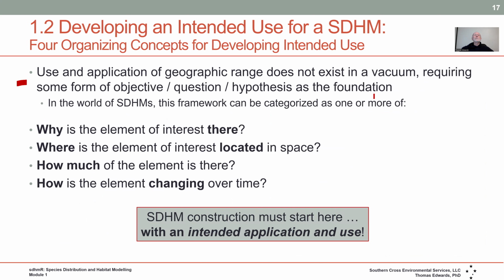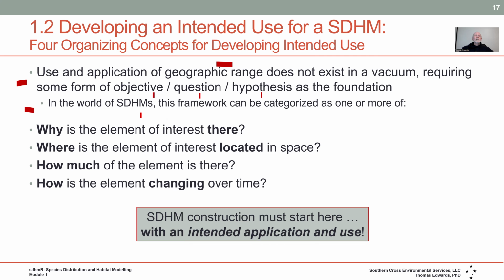Now, the use and application of some form of geographic range of a species does not exist in a vacuum, and it will require some form of objective, question, or hypothesis as the foundation. Otherwise, why are you doing it? Unless, of course, it's just an academic ivory white tower. But again, as I mentioned in Module 1.1, an intent of this course is to develop distribution habitat models that can be used in management and conservation.